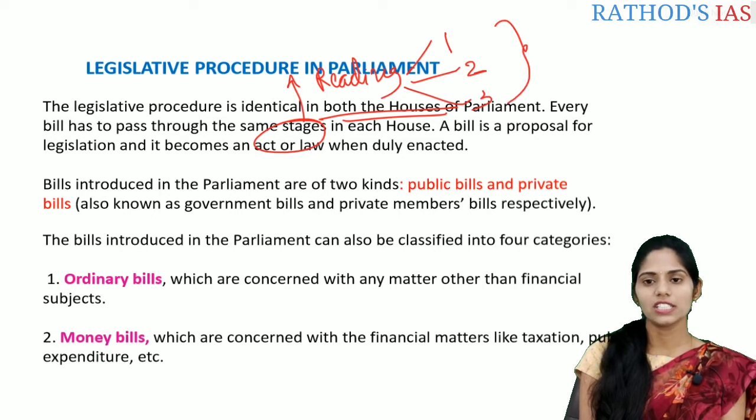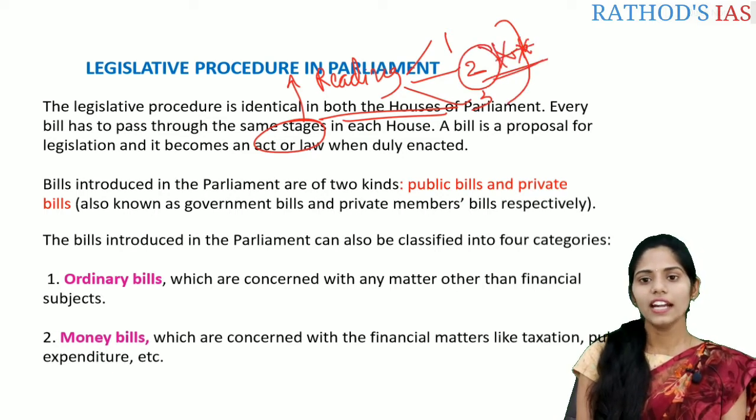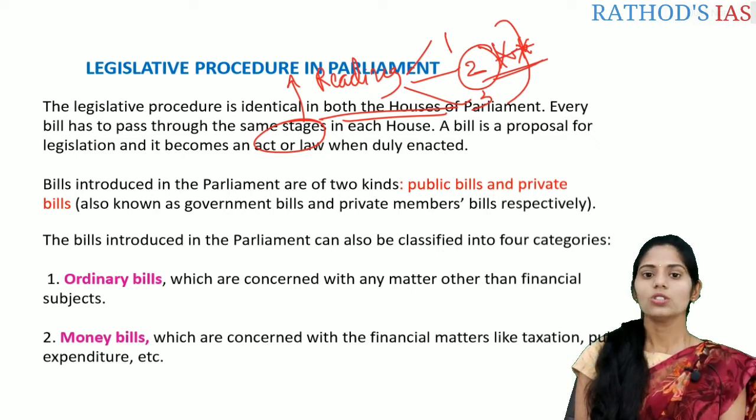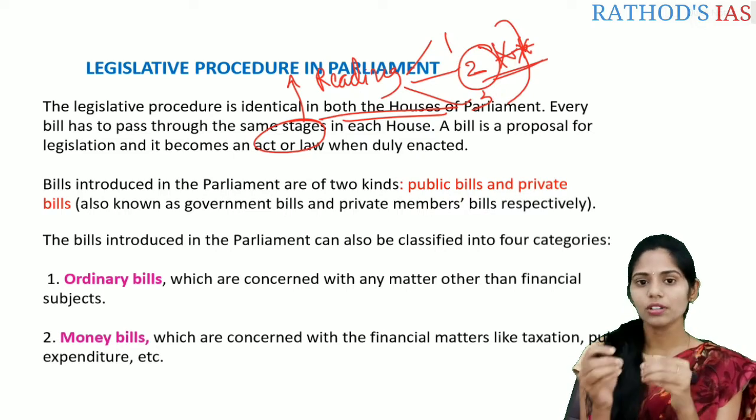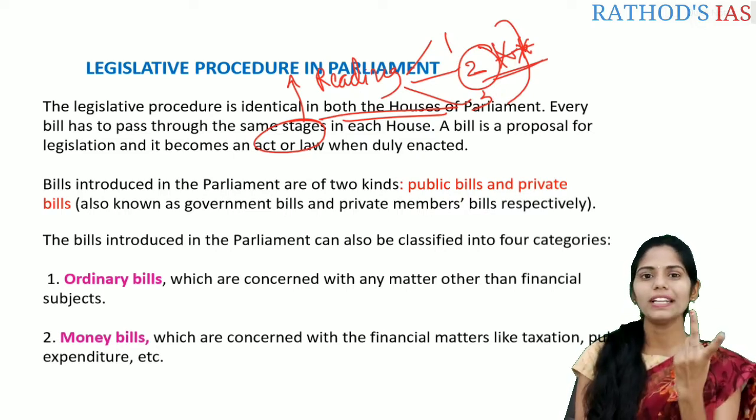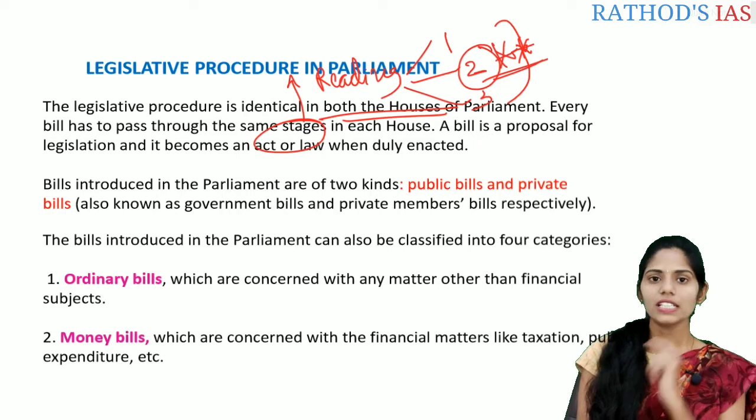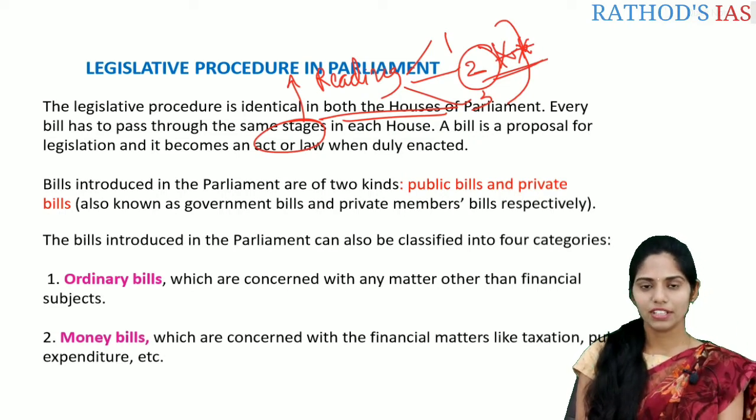In these 3 stages, the second stage is very crucial. Okay. And a bill is a proposal mainly for legislation and it becomes an act or a law when duly enacted by the parliament. Whenever bills are introduced into the parliament, there are mainly 2 kinds of bills. That is public bills and next one is private bills.